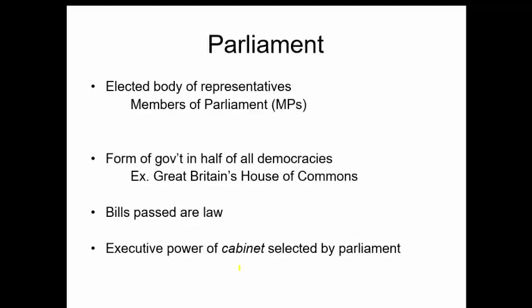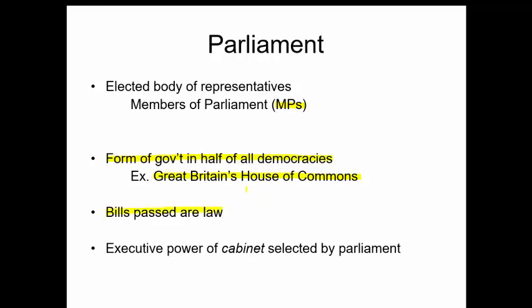So let's look at the main differences. Again, the Parliament is just the elected body of representatives. And you may have heard this term MPs. Well, that's not military police. That's members of Parliament. Somebody in the United Kingdom you may have heard referred to as an MP, that's what that means. It's the form of government in about half of all democracies in the world. And the one that we'll be referring to occasionally is Great Britain's House of Commons, considered the lower house of their government. And the bills passed by the Parliament are law.